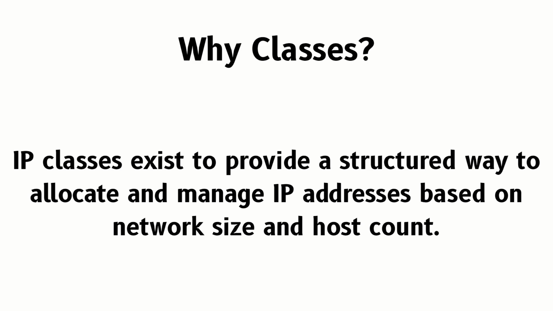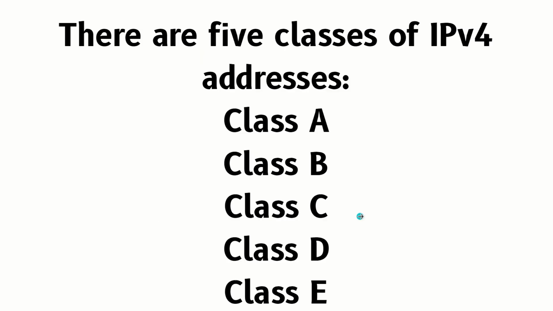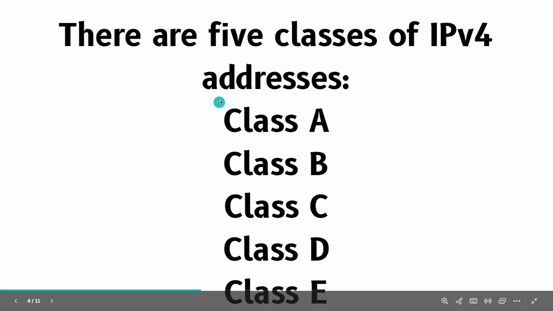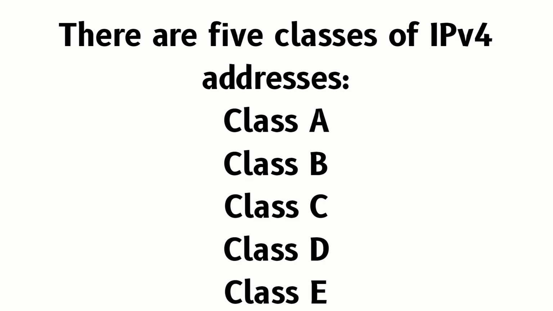In the same way, we need classes so that things can be properly structured and we can easily manage them. That's the reason we have classes available, so that things will be seamless. That's the reason we need classes. So we have a total of 5 classes available: A, B, C, D, E. Let's discuss the classes one by one.